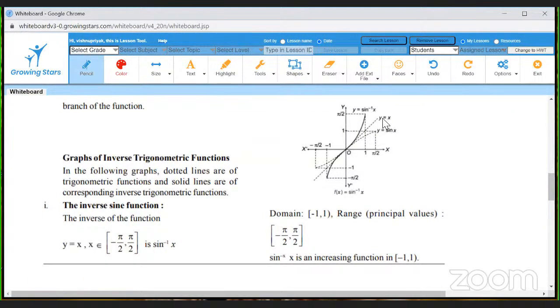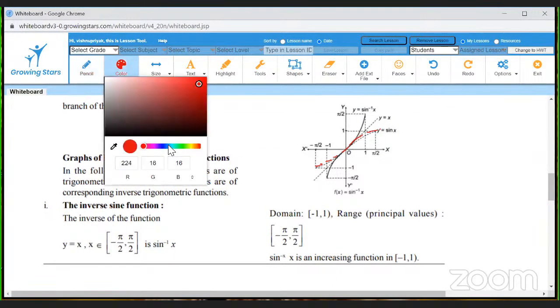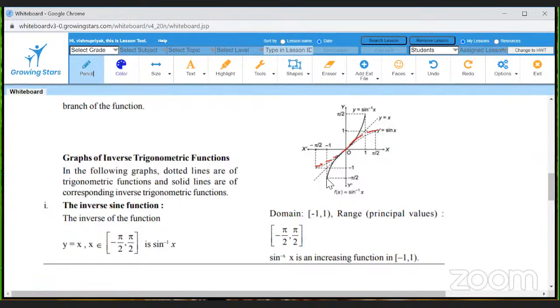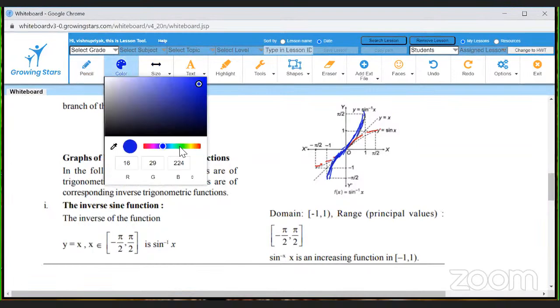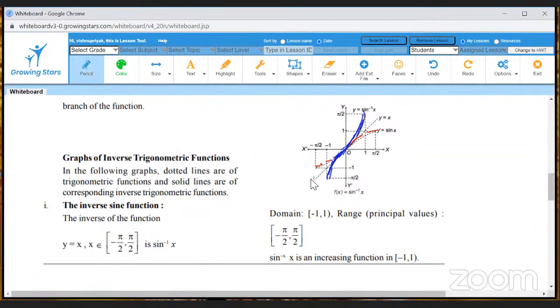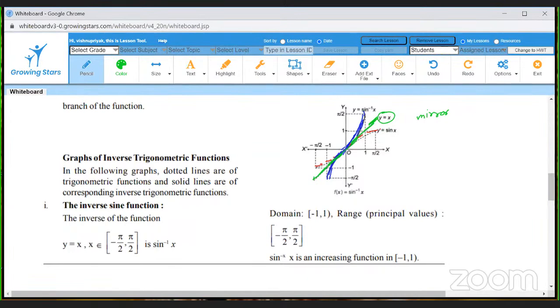See, what is the graph of sin x? This is the graph of sin x. So how does the graph of sin inverse x look? It looks like this, because they are mirror images and the mirror is y equal to x. After that, domain, range, everything is here.